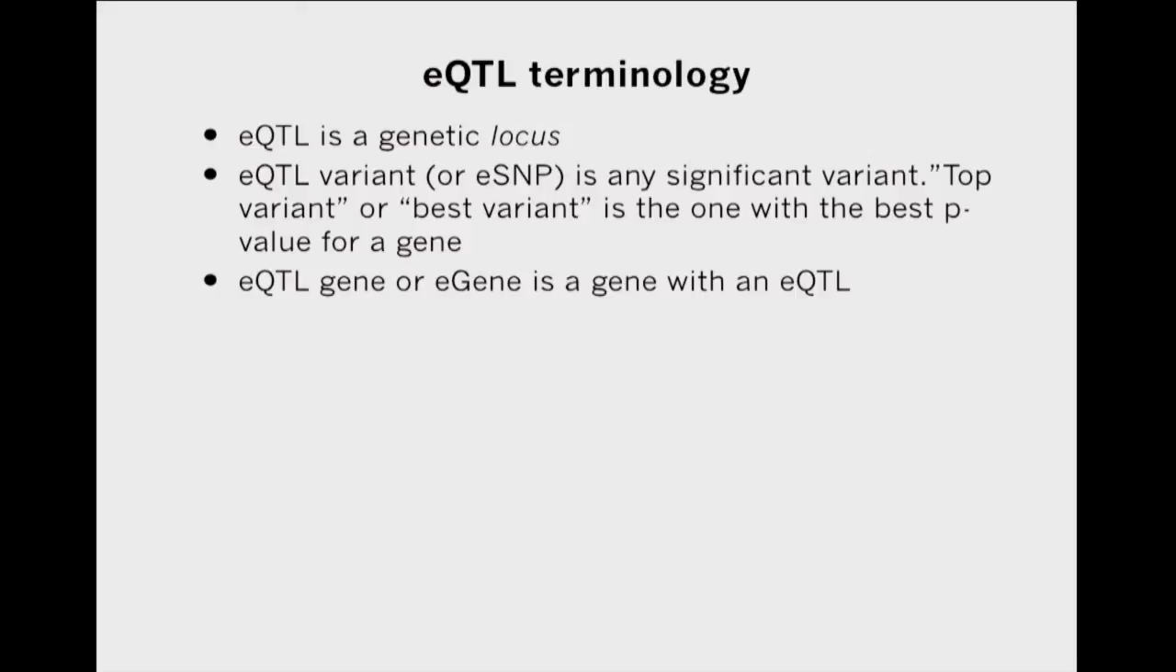Levels, but so then these eQTLs, these loci contain eQTL variants. Some people call them eSNPs, that are basically any significant variant in these eQTL regions. And then sometimes we call the top variant or the best variant, the one that is in the top of the p-value association landscape, that is probably the most likely causal variant. But people use these in a slightly inconsistent way, that people can say that a SNP is an eQTL. They mean that the SNP has a significant association, but in the strict sense, this is a larger thing than a SNP. And then an eQTL gene or eGene is a gene that has a significant eQTL.